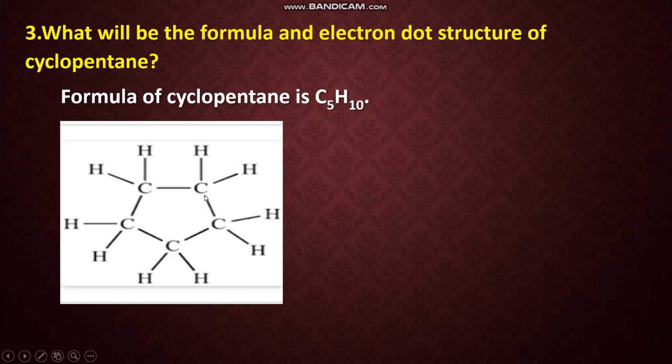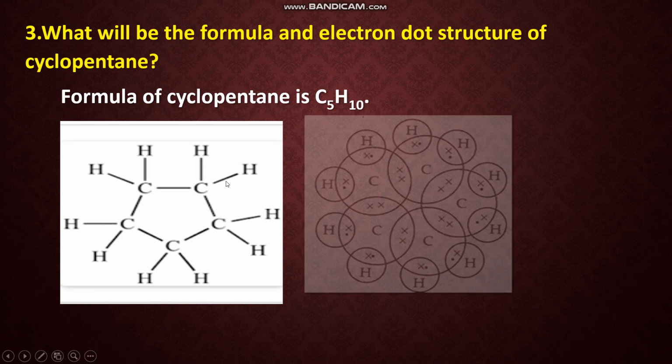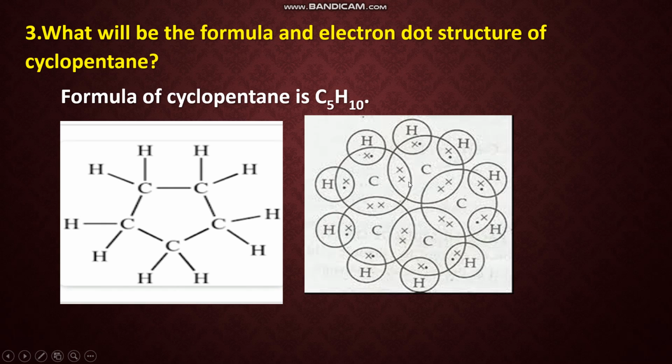So here between these two carbon atoms there is a single bond. Single bond means how many pairs are shared? One pair of electrons is shared. So you can see here the common space between these carbon atoms. Between the circles you can show one pair of electrons. Here also a single bond, one pair you can show. Here also one pair, and so on. Seeing this, you may find it difficult to draw the structure. So once you draw the structure with the bonds, then you can draw the electron dot structure.